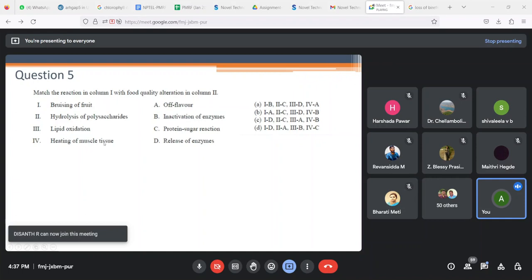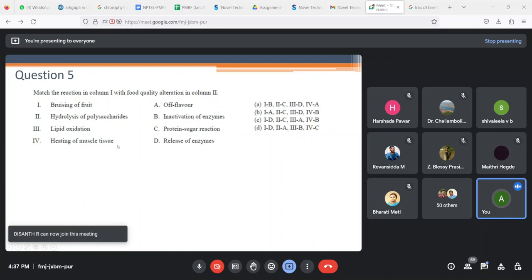And what about lipid oxidation? That is also something that we discussed in the previous slide. Off flavor, ma'am. Yeah, so lipid oxidation will cause peroxides that will cause changes in the flavor and result in unfavorable flavors as well as textures.